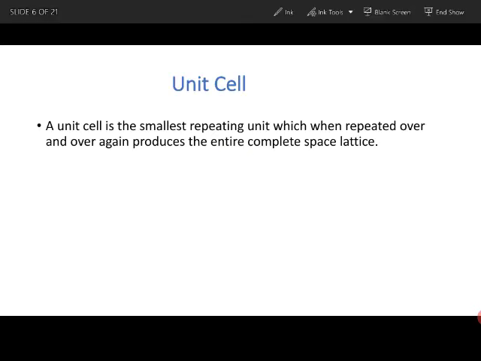Now let's come to the main part, that is the unit cell. When we talk about unit cell, how to make it more easy to understand? See, look at the definition. A unit cell is the smallest repeating unit.